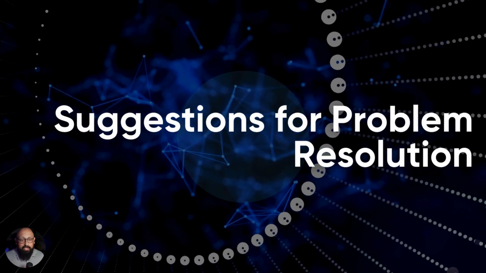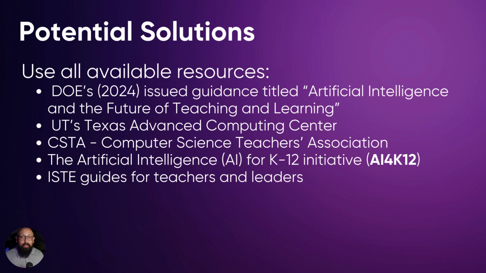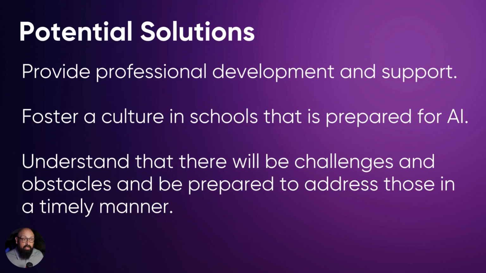So let me offer some suggestions for solving this problem. One, use available resources. We already know that the Department of Education issued a guidance where it outlines a guide on how to use it. University of Texas has the Texas Advanced Computing Center with great resources. CSTA, which is the Computer Science Teachers Association, has monthly newsletters that are focused on the use of AI in the classroom. There's also a website, the Artificial Intelligence for K-12 Initiative, AI for K-12, with great resources. And most importantly, the International Society for Technology in Education, or ISTE, has guides for teachers and district leaders on the safe and responsible use of artificial intelligence.